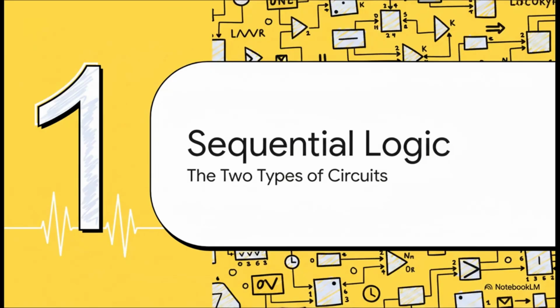And the answer starts right here, by understanding that pretty much all digital circuits can be split into two big categories. Getting this one distinction is the absolute first step to unlocking the secret of memory.